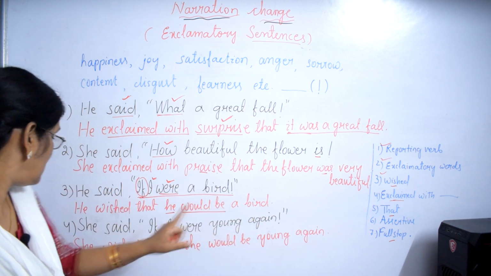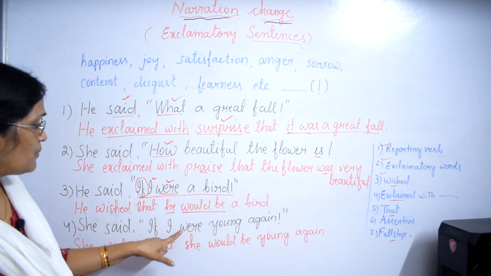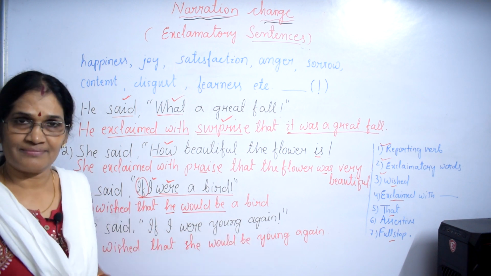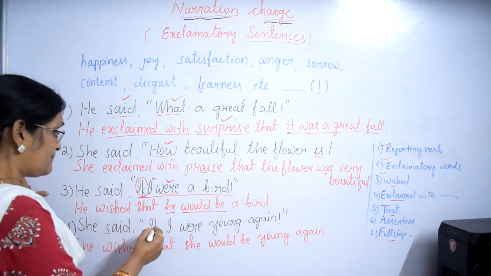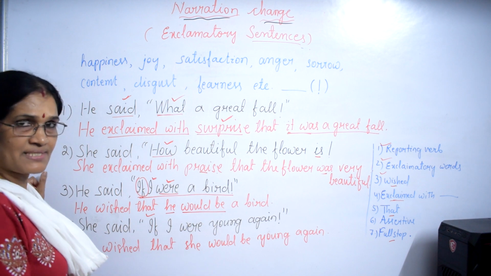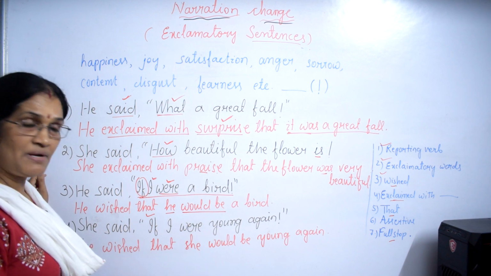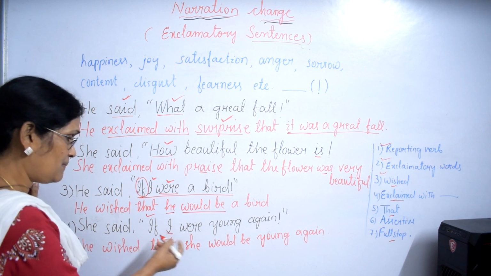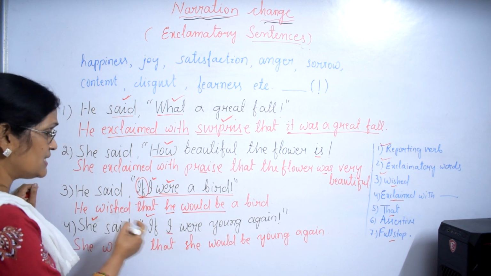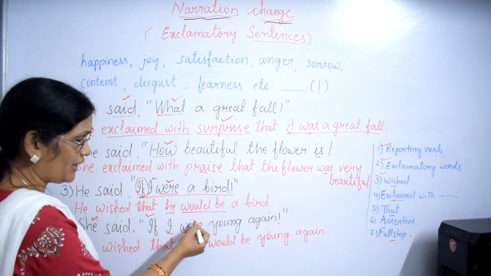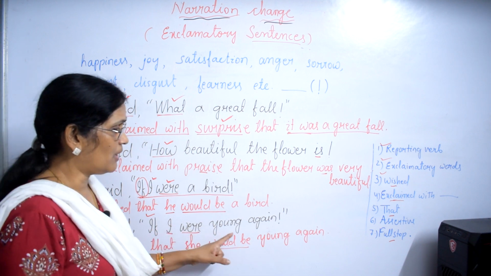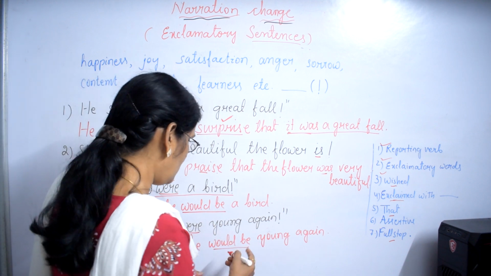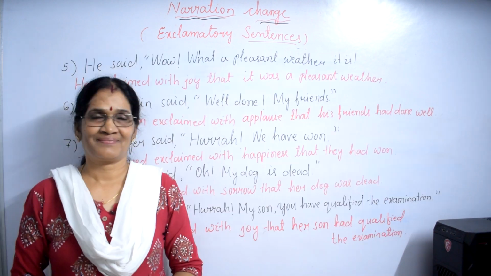She said, "If I were young again." It expresses the feelings of imagination. So, she wished that I will be she, as the speaker is she. She would be, where will be would be, young again. Okay, would be young again.